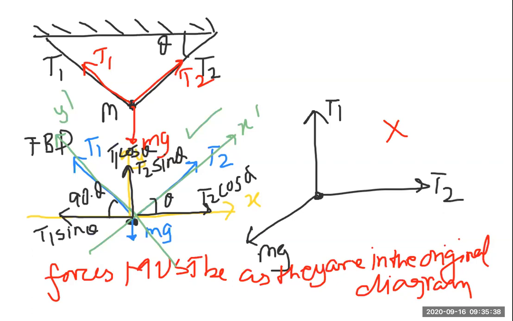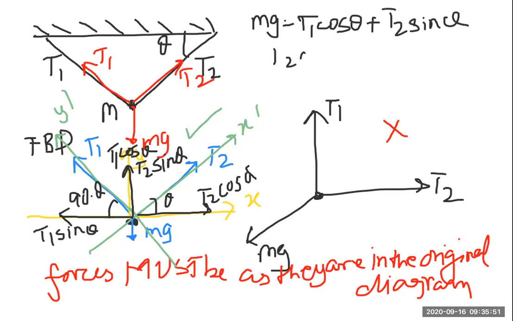So the equations that you will end up with will be mg is equal to T1 cosine theta plus T2 sin theta, and the other equation that you will end up with will be T2 cosine theta is equal to T1 sin theta. Right, now you are solving this for T1 and T2, right?